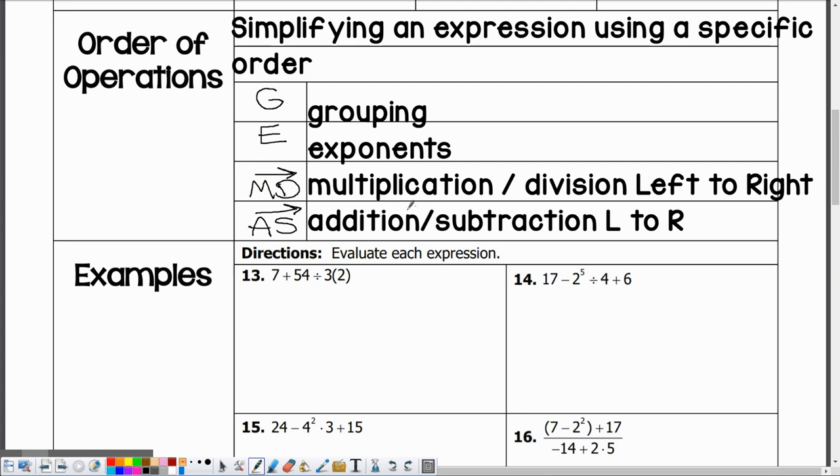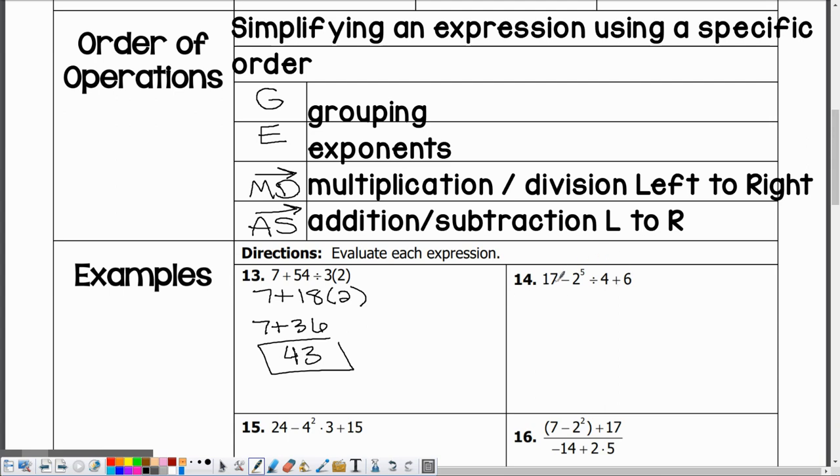Multiplication, division from left to right. So I'm going to look here, 7 plus 54, no. Divided by 3, yes. Times 2, also yes. So we're going to look at this part here, and we want to start at the leftmost part and then work our way to the right. So we're going to do 54 divided by 3, and 54 divided by 3 will give you 18. Bring down the times 2. So now I'm doing 18 times 2, and that is 36. And now I have no more multiplication or division, so I'm going to go ahead and do my addition. So 36 plus 7 will give me 43. And that's my answer.